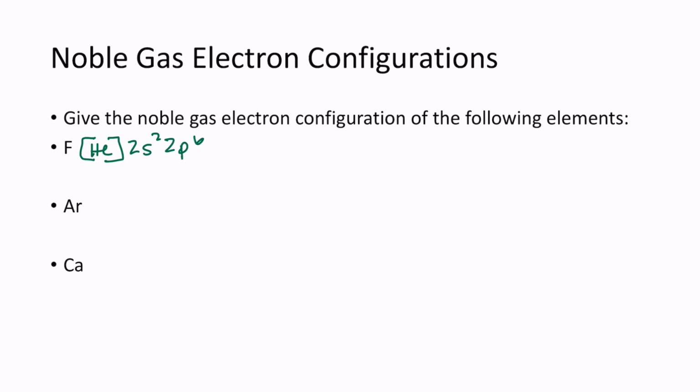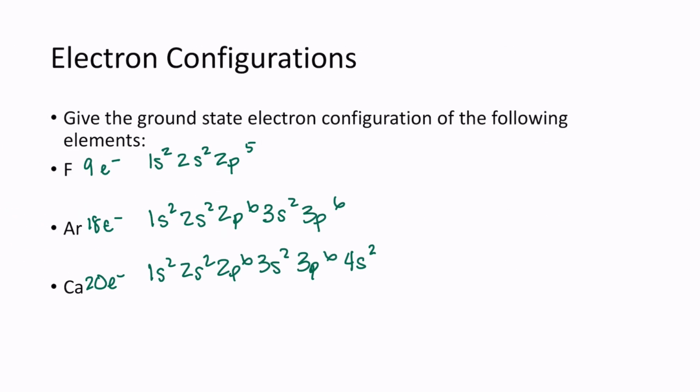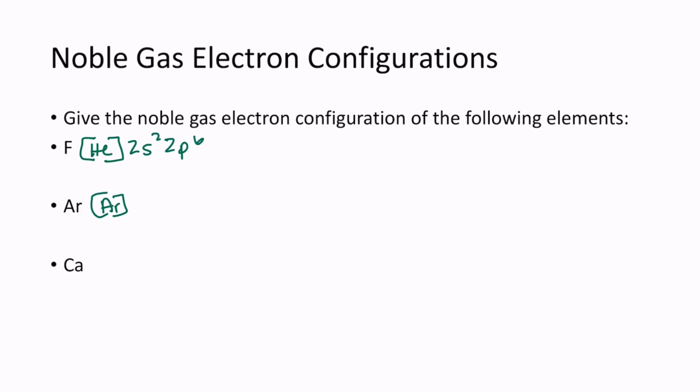But let's look at argon. Well, argon is a noble gas. So I can just write argon in my brackets. That is a lot faster than writing out my full electron configuration. Now, we already saw how calcium, we did all of argon, but then we just added our 4s2. So this is a much faster way of showing our electron configurations.